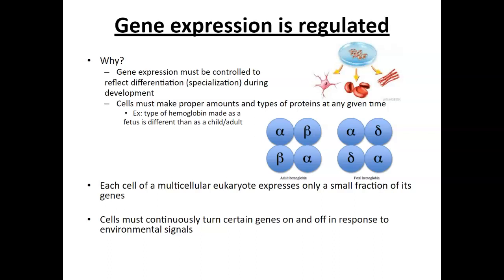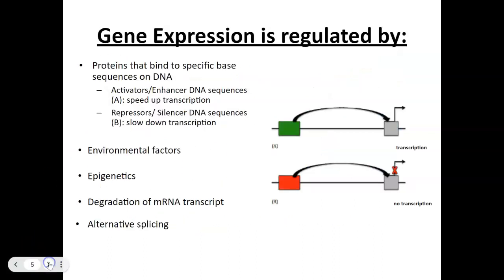In each cell of a multicellular organism, you would only express a small percentage of your genes. Expressing all of your genes would be chemical chaos, and it would not allow for cell differentiation to occur. So again, some genes are on and some genes are off, and this is going to vary from cell type to cell type. We're going to talk about ways that that is regulated in this set of notes. Gene expression is regulated by several different methods. It could involve proteins that bind to specific base sequences on DNA.